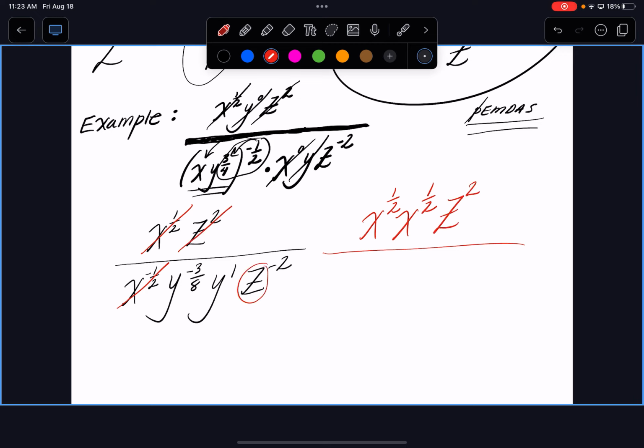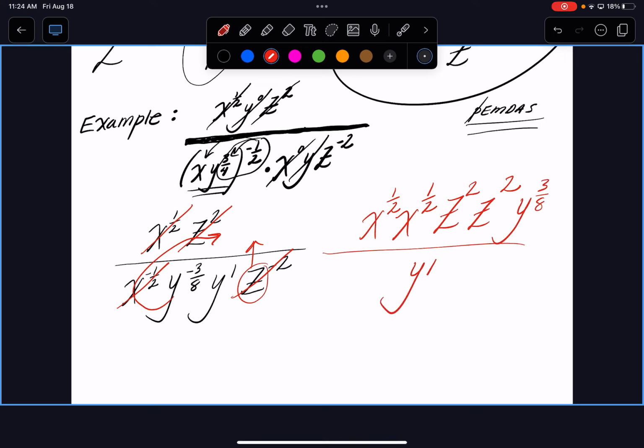Oh, dang nabbit. This needs to go up here. Crossing them out. Oh, dang nabbit. Yes? Y to the 3/8. This is getting annoying. And then we have a y to the 1. Now from here I say, okay, I should not have multiple x's in my final answer, or multiple z's, or multiple y's. So now I do the correct math.